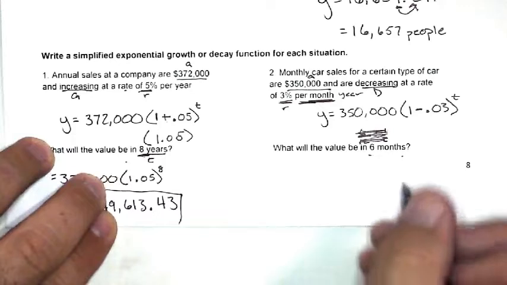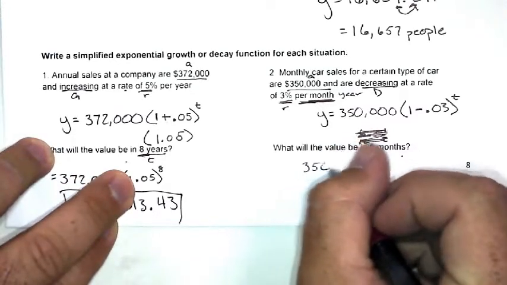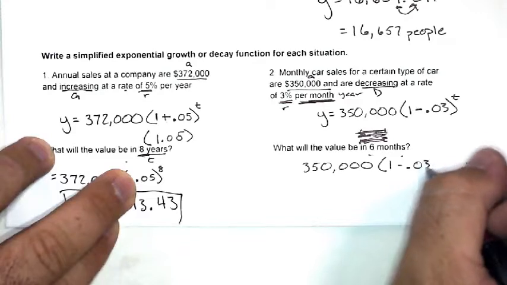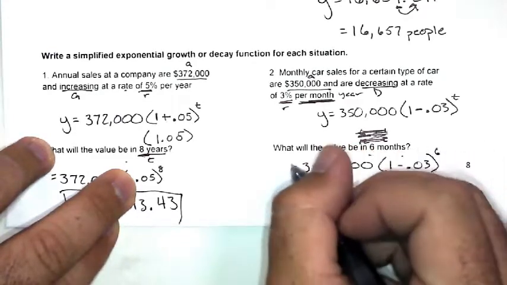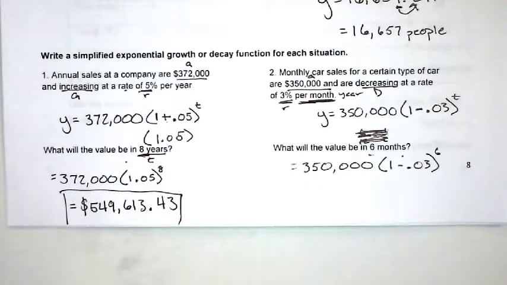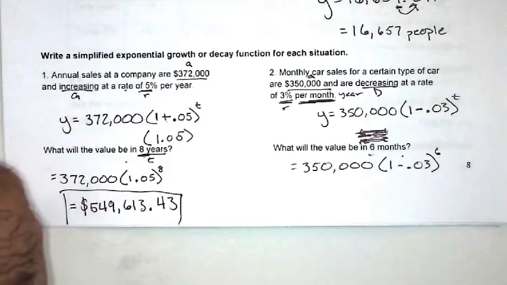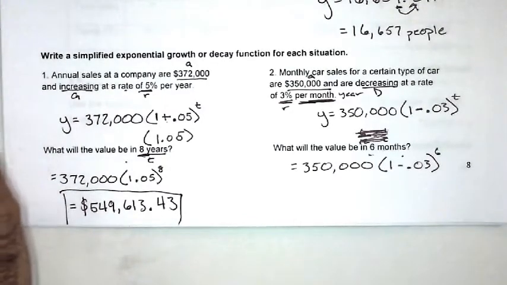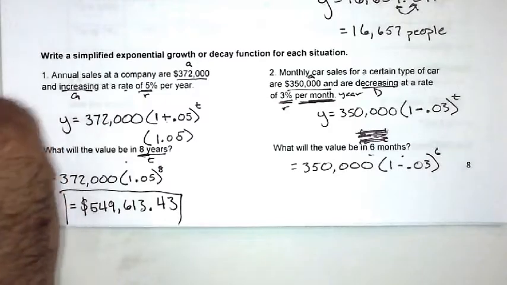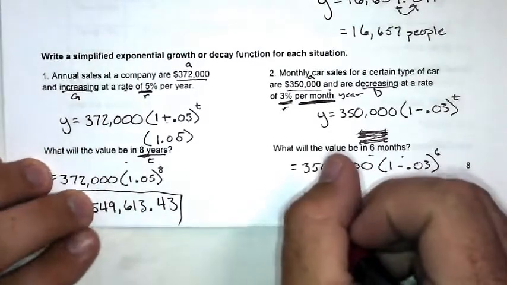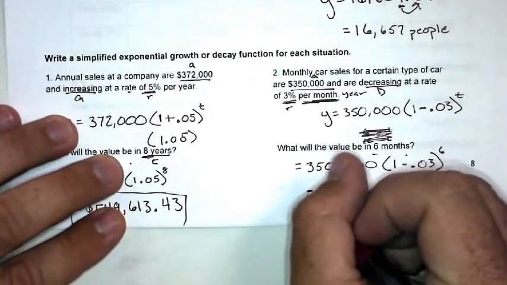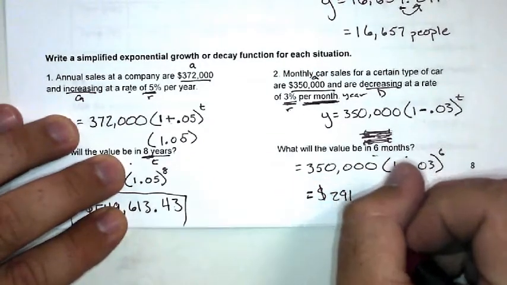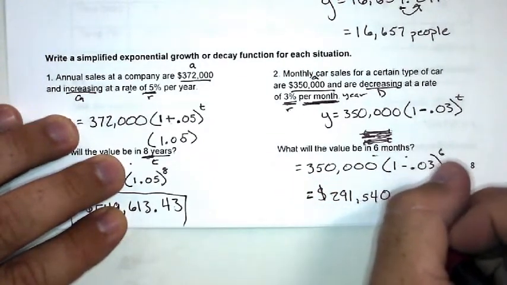350,000 times 1 minus 0.03 to the power of 6, because it's month to month. Who can tell me that value? Say it again. $291,540 and 20 cents.